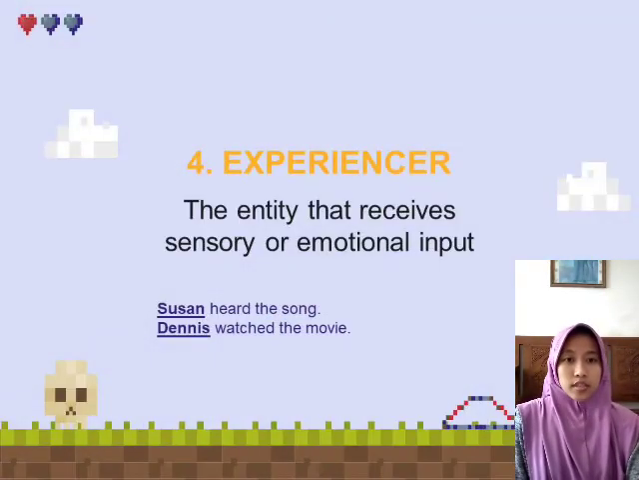And next is experiencer. Experiencer is the entity that receives sensory or emotional input. For example, first, "Susan heard the song." In the sentence, Susan is the experiencer because Susan is someone who heard the song, or who receives the sensory or emotional input. And the next example is "Dennis watched the movie." In the sentence, Dennis is the experiencer because Dennis is the entity that receives sensory or emotional input, and that is watching the movie.